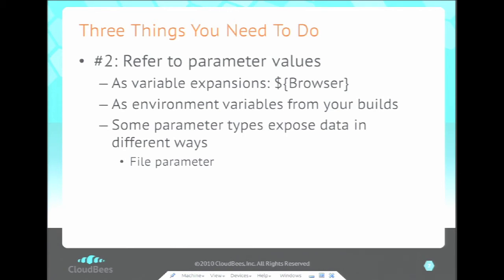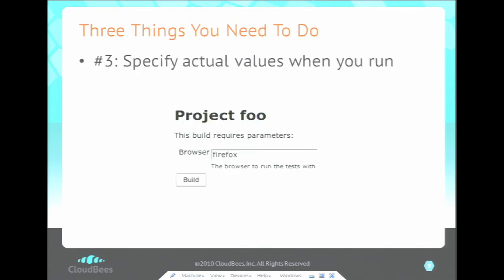There are some exceptions to these rules. For example, when you upload a file as part of the parameter, that's not going to fit into an environment variable. So the way we do it is that Jenkins puts the file into your workspace so that you can access it later.